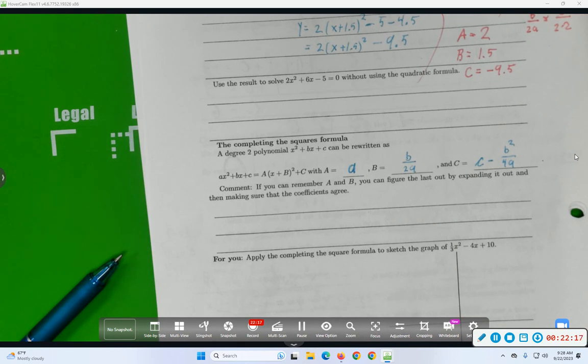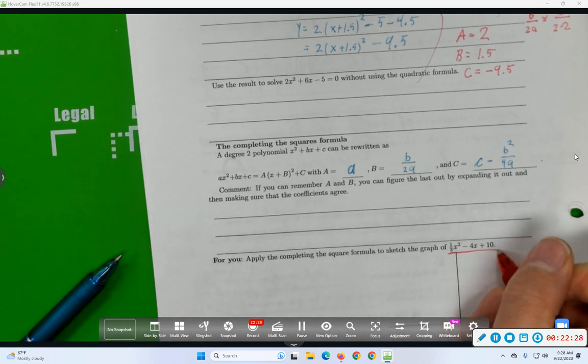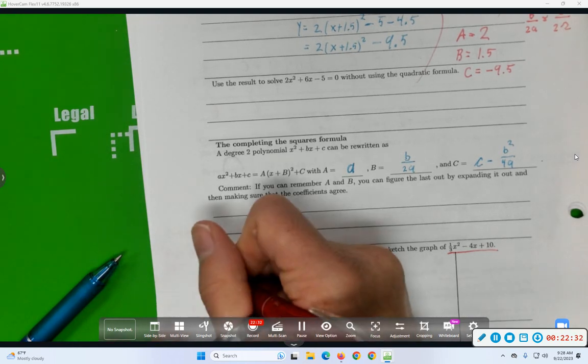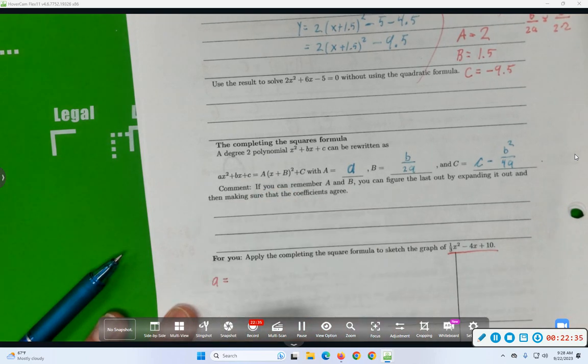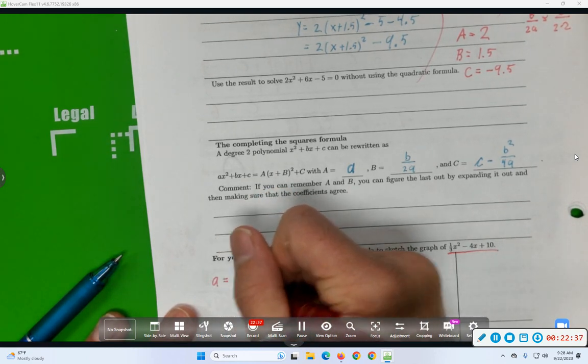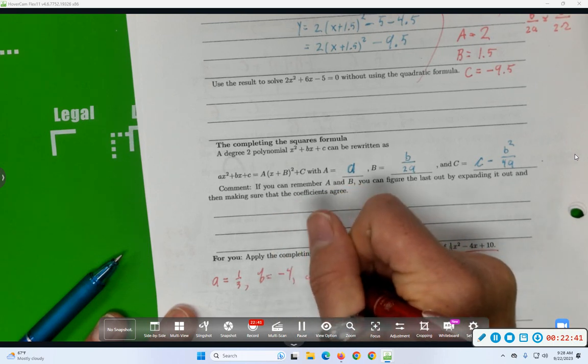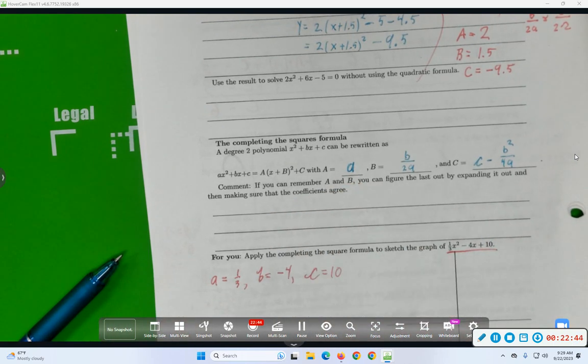Cool. How do people feel about now just having a formula that completes the square? Should we use it to do one example? Yeah. Let us complete the square on 1/3 x squared minus 4x plus 10. So I guess little a should be 1/3, little b should be -4, and little c should be 10. Fair enough? All right.